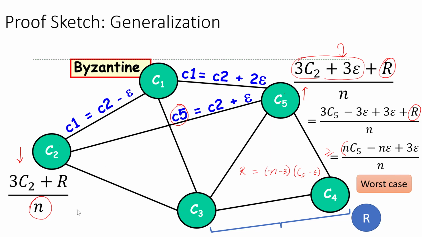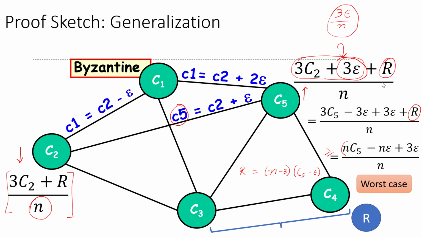So let us just walk two steps backward. We have one node with a Byzantine failure, which is C1, and then we considered 3 nodes. Again, if we consider the worst case, the sum here will be 3C2 plus R by n. And the sum here will be the same 3C2 plus R by n, but we'll have this additional 3 epsilon term. And as I said, the maximum discrepancy between any two clocks because of a single Byzantine node will be 3 epsilon by n, right? This is the maximum divergence that you can have between two clocks.